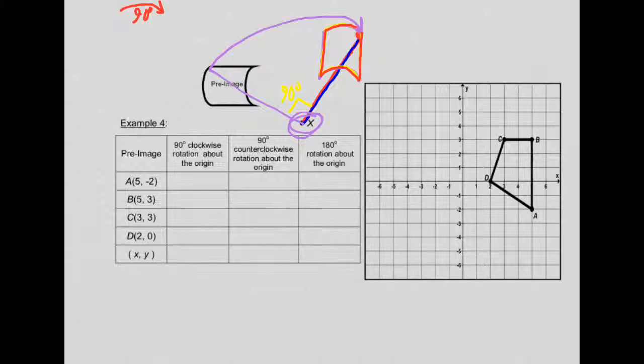Example 4 gives me my pre-image, that's this guy right here. And then it asks me to rotate this clockwise 90 degrees about the origin. So we're going to be rotating it clockwise 90 degrees about the origin. Here's the origin, 0, 0 right here.